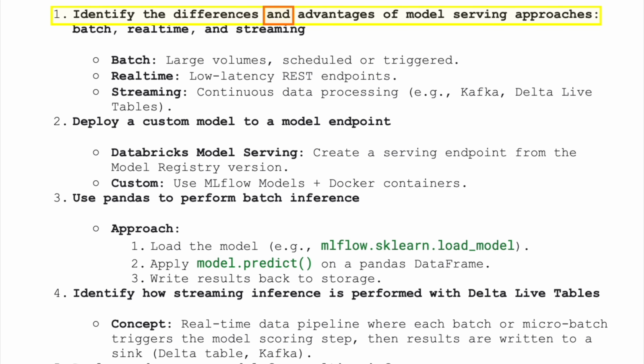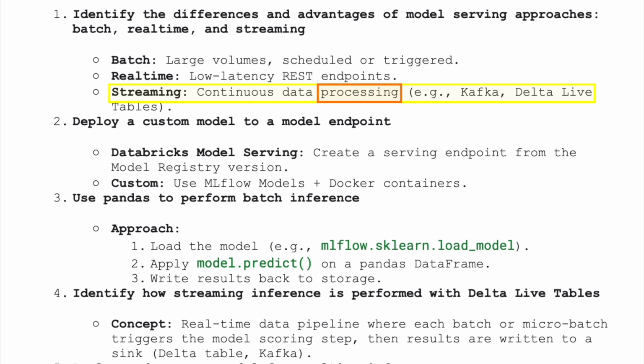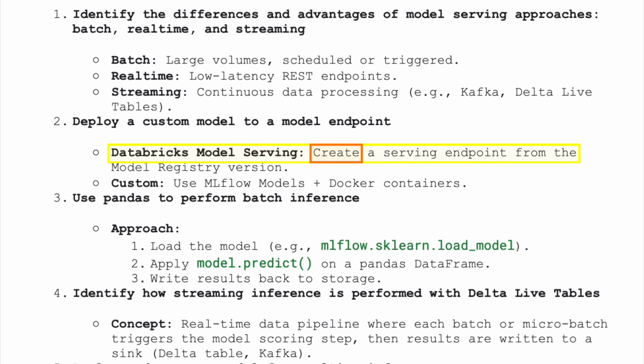1. Identify the differences and advantages of model serving approaches: batch, real-time, and streaming. Batch: large volumes, scheduled or triggered. Real-time: low latency REST endpoints. Streaming: continuous data processing, for example Kafka, Delta Live Tables. 2. Deploy custom model to a model endpoint with Databricks Model Serving. Create a serving endpoint from the model registry version. Custom: use MLflow models plus Docker containers.